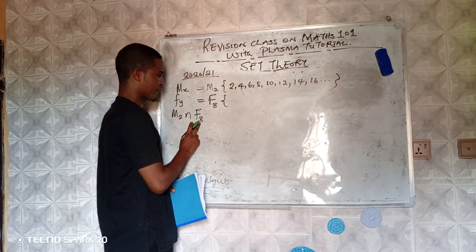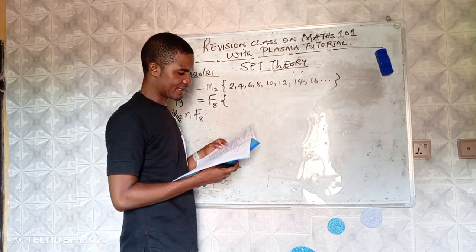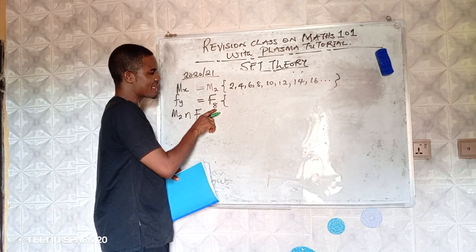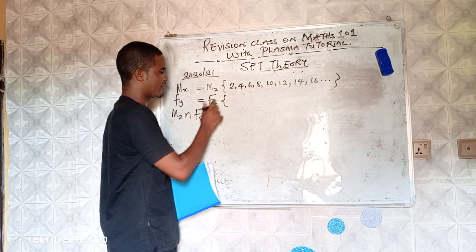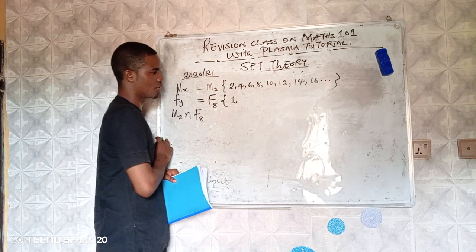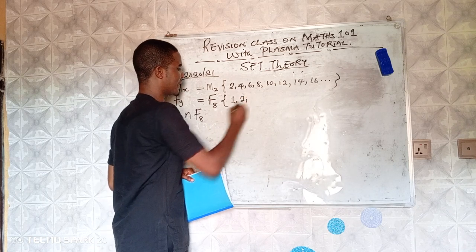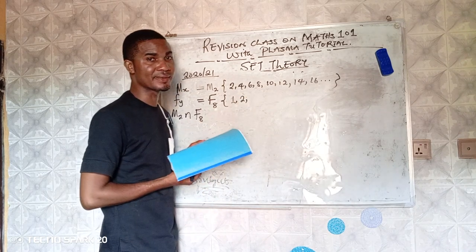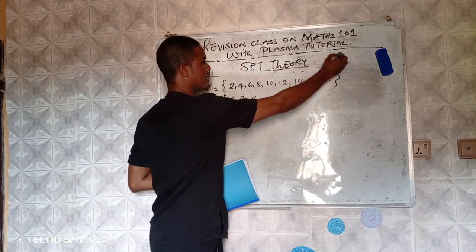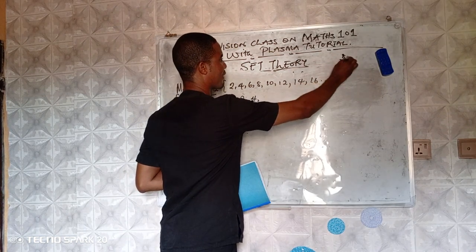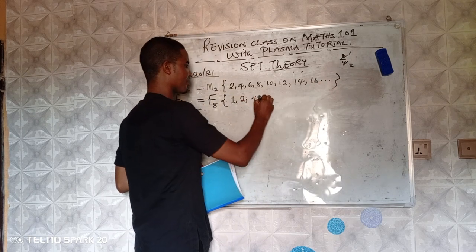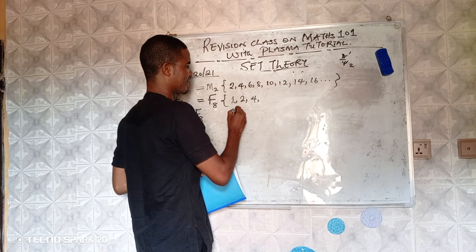F8. And they say Fy is factors of y. That means factors of 8. Numbers that can divide 8 without remainder. First of all, 1 can divide 8 without remainder. Okay? 2 can divide 8 without remainder. 3 cannot do that. 4 can divide 8 without remainder. Yes, we have 8 over 4. Here is 2. Here is 1. Okay? 5 will not do that.